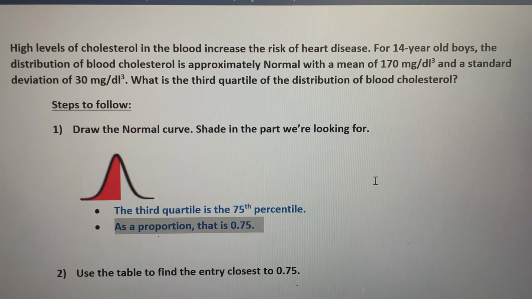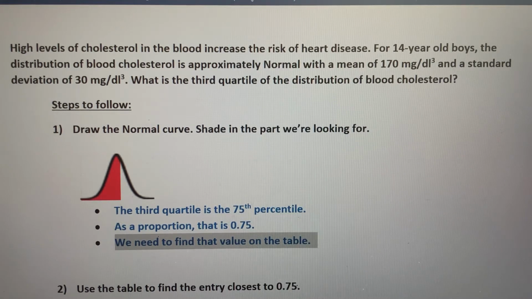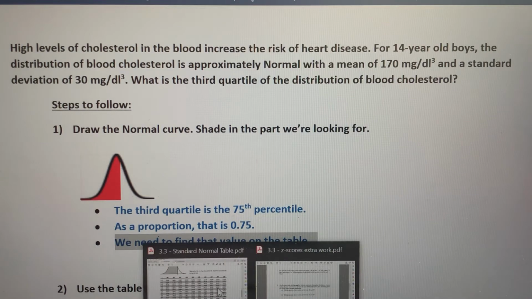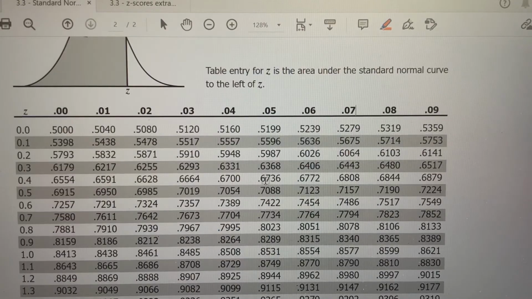Okay, so we're going to use our table to find that value. So let's go to the table and see what z-score we get to correspond with that. So 0.75 in the table looks like we're going to be here between 0.7486 and 0.7517. Now because we're only going to two places after the decimal, we're going to use the one that's closest to it. So I'm going to use this 0.7486.